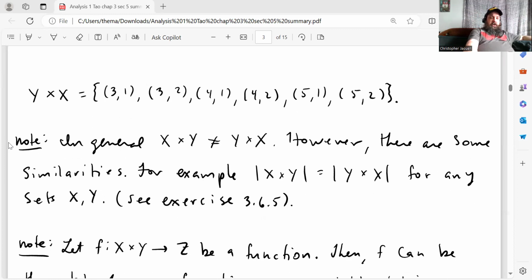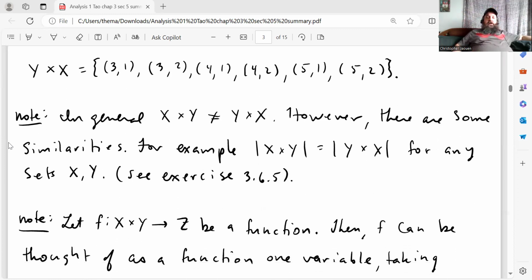All right, so just as a note, referring to what I just said before, in general, x times y is not y times x. In other words, Cartesian product doesn't commute. However, there are similarities. For example, I just mentioned cardinalities. The cardinality of x times y is equal to the cardinality of y times x for any sets x and y. And he says, see exercise 3.6.5. That's the exercise set for the next section. Like I said, in 3.6, he talks about cardinalities. So we'll get to that hopefully next week.